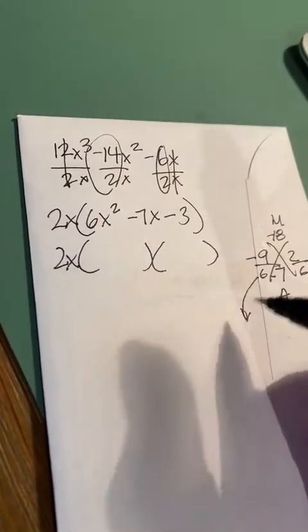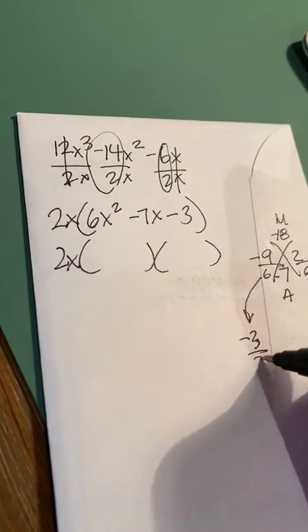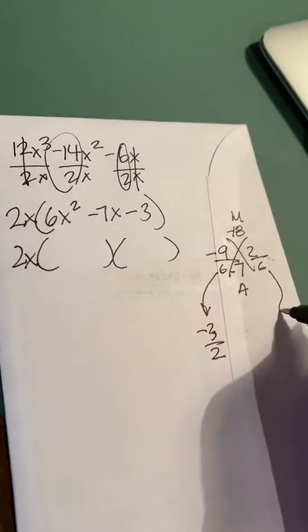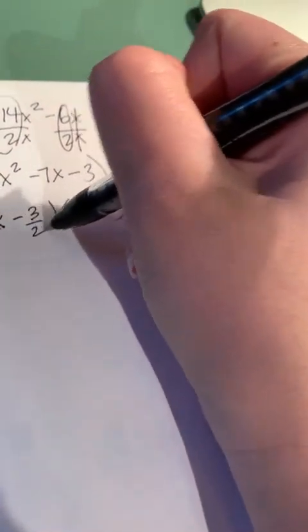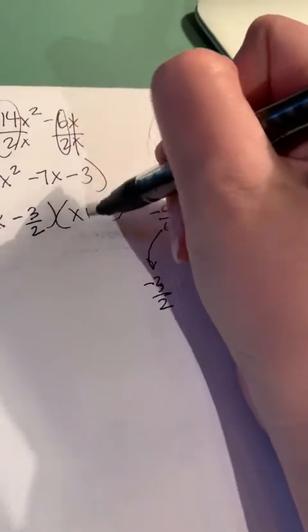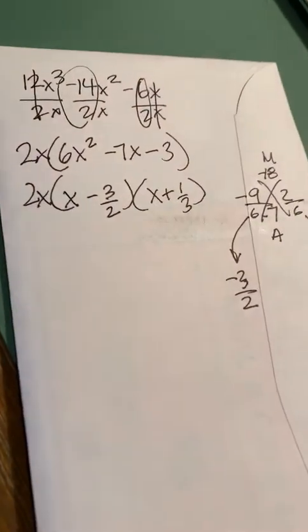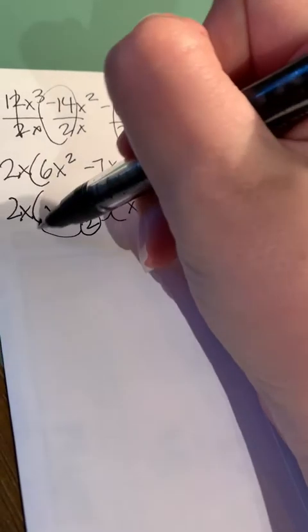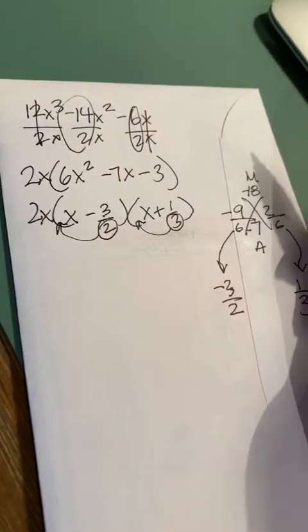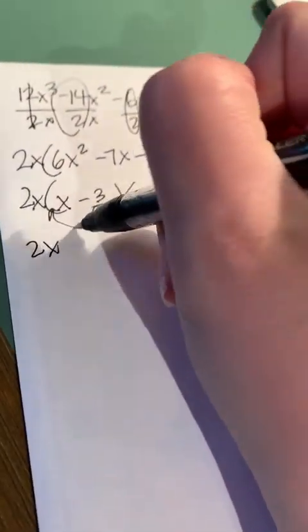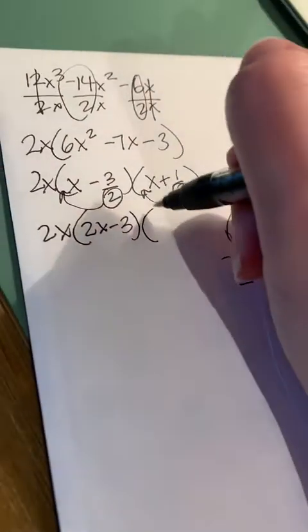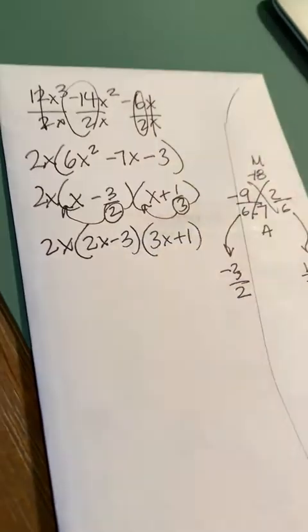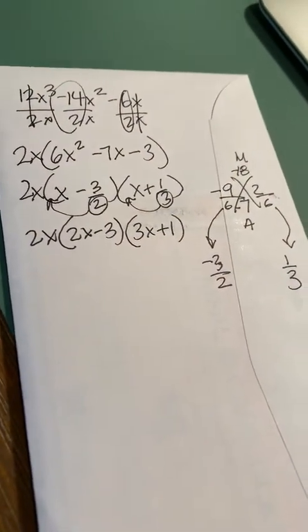So this would be negative 3 over 2 when you simplify it, and this would be 1 over 3 when you simplify. So it's kind of like x minus 3 halves and x plus 1/3. And then you don't want fractions, so this is going to pop up here, it's going to pop up there. So you'd have 2x, and then 2x minus 3, and 3x plus 1, like that. And that would be your answer.